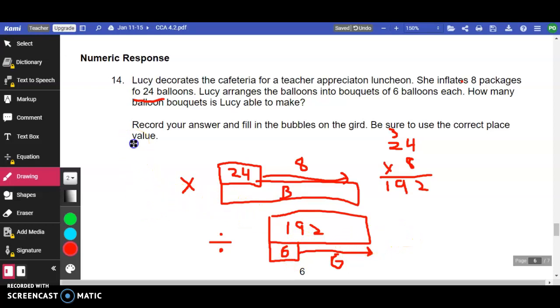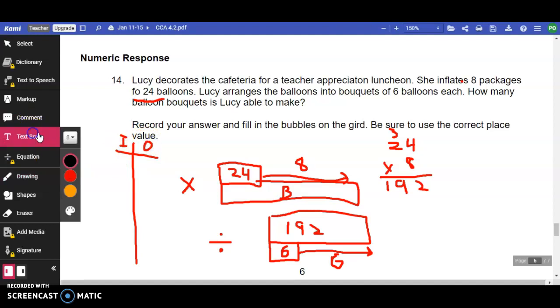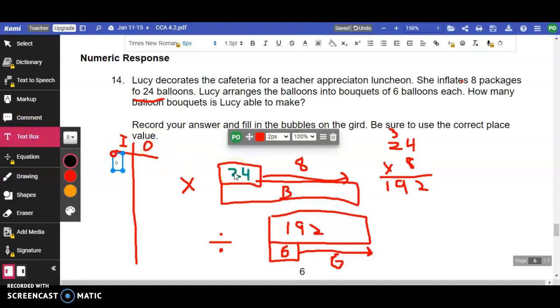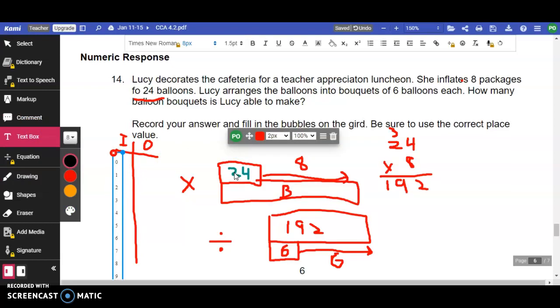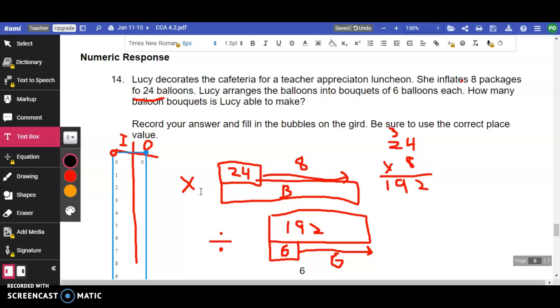So, because I have space over here, I'm going to make an in-out table. And I count by, let's see, well, I divide by 6. So, I'm going to do it for 6. 0 times 6 is 0. 1 times 6 is 6. And now I just start counting by 6s.